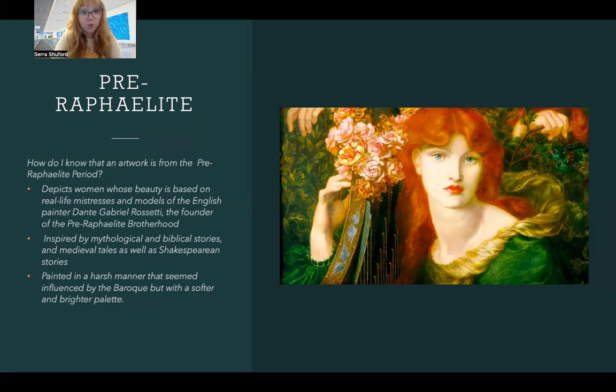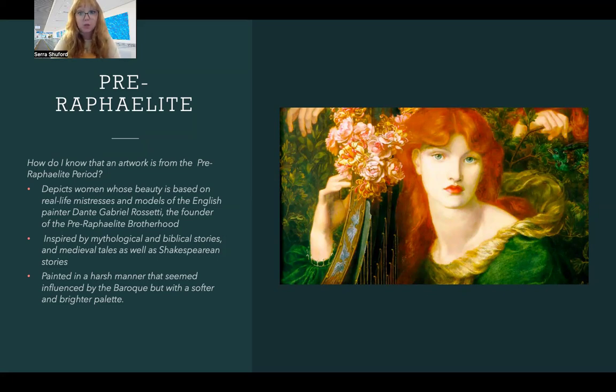It depicts women whose beauty is based on the real life mistresses and models of the English painter Dante Gabriel Rossetti, who is the founder of the pre-Raphaelite Brotherhood of Artists. These women were also very inspired by mythological and biblical stories and medieval tales, as well as Shakespearean stories. So there's not necessarily one type of content they're interested in.